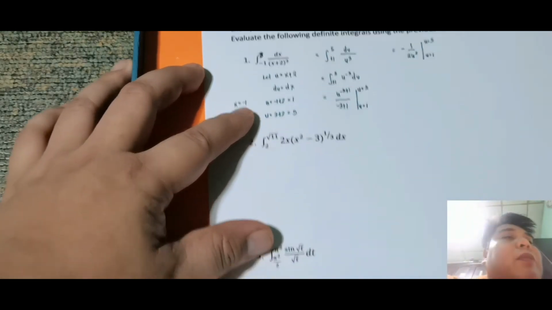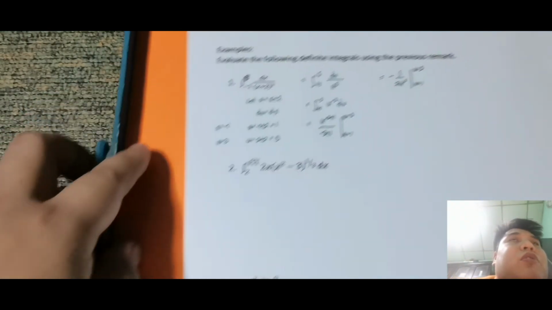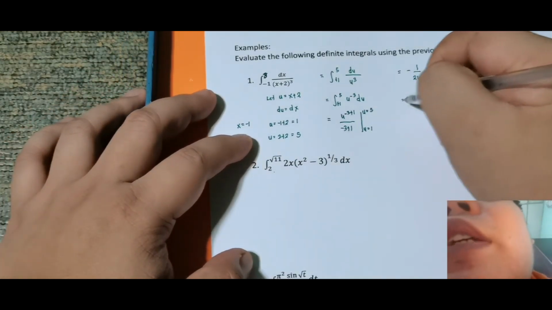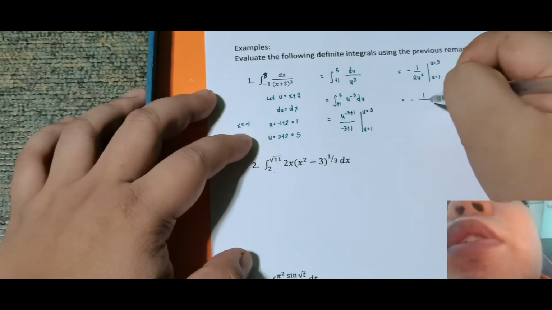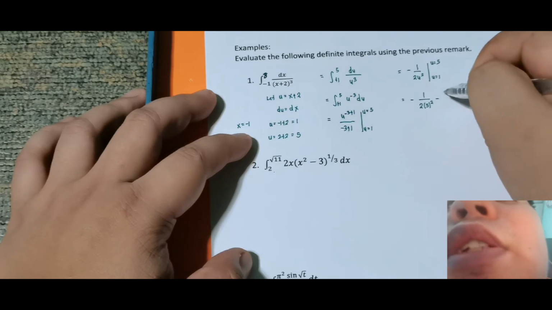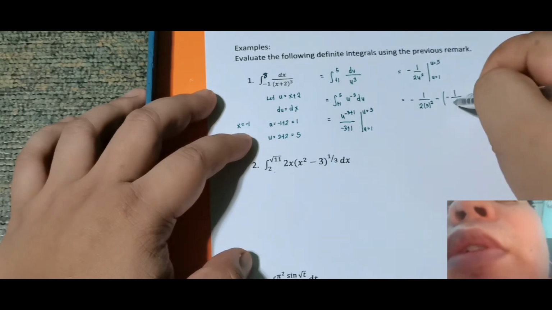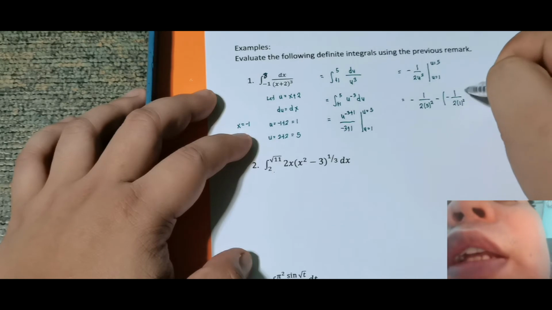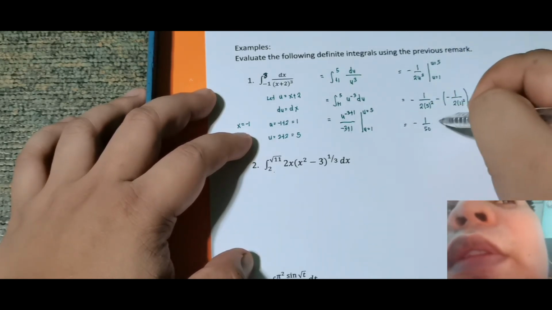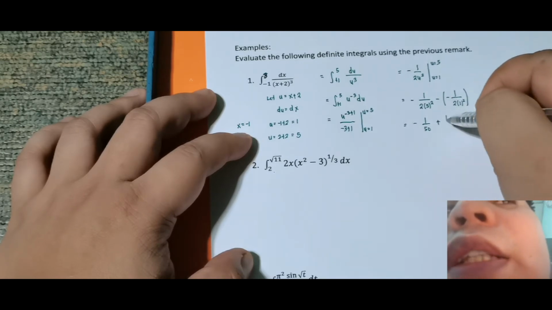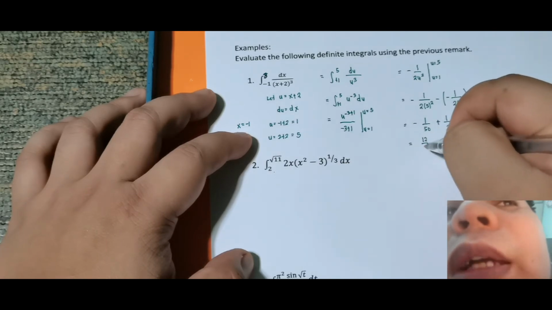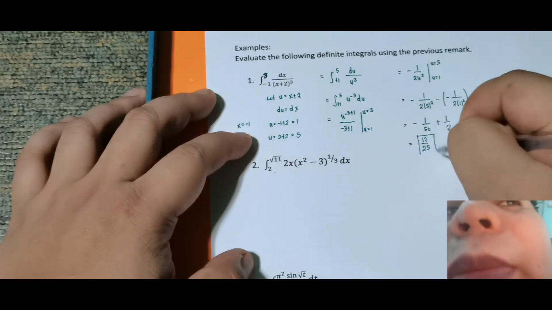So ito yung pwedeng apply nyo pag nag-substitution rule tayo, lalo sa definite integral. Okay, then apply natin yung ating u. So this is negative 1 over 2 u 2 times 5 raised sa 2 minus negative 1 over 2 times 1 square. Okay, so this is just equal sa negative 1 over 50. Then this is just equal sa plus 1 over 2, which is equal sa 12 over 25 kasi parehas lang naman ng lalabas.